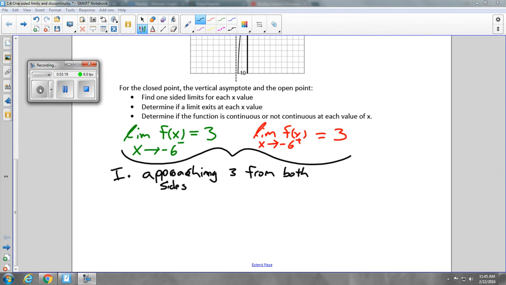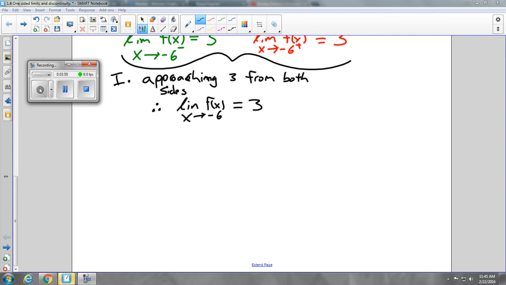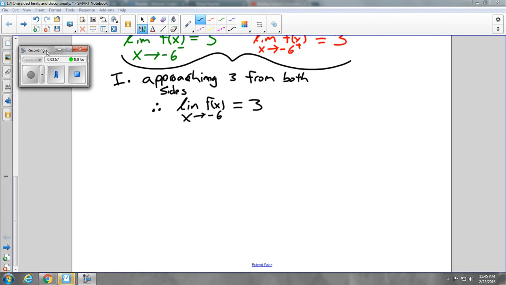And then the next part of that is we'd say, okay, if the limit of f of x as x approaches -6 from the left, and then from the right, both approach 3, then we can say, therefore, the limit of f of x as x approaches -6, not from the left, not from the right, but just in general, is equal to 3. We can make that claim. So that's stipulation number 1 that it has to meet.